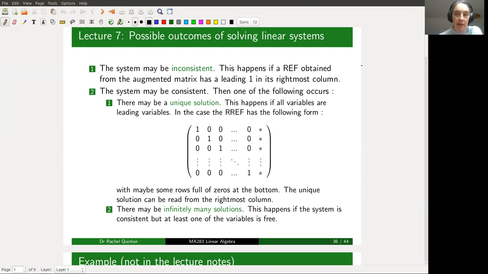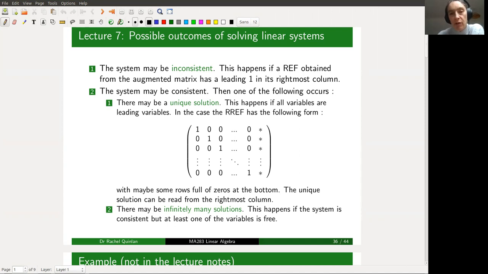If that doesn't happen, then it means the system is consistent, which means that it does have at least one solution, or at least some solutions. And in that case, there are basically sort of 2 things that can happen, more or less, although, of course, you could subdivide them more if you wanted to. But one possibility is that there may be a unique solution. And if that happens, it means that every variable is a leading variable, every variable has a leading 1 in its column in the reduced row echelon form, and those columns otherwise are full of zeros.